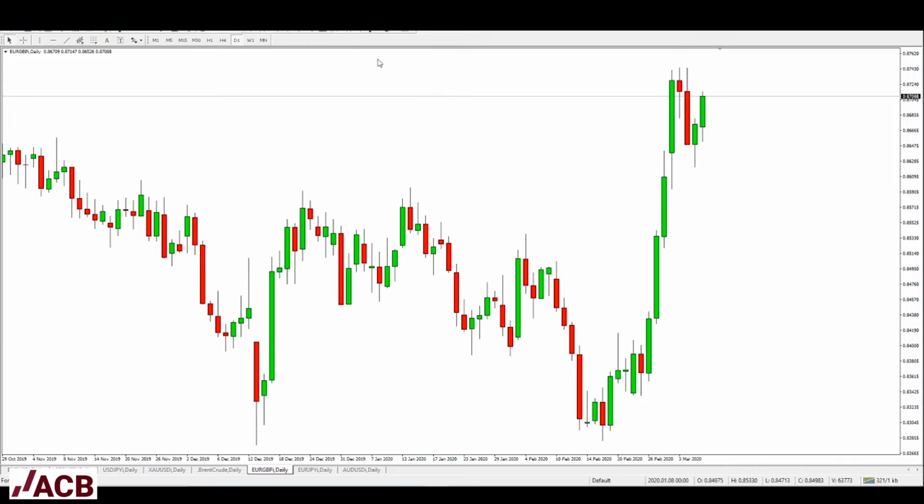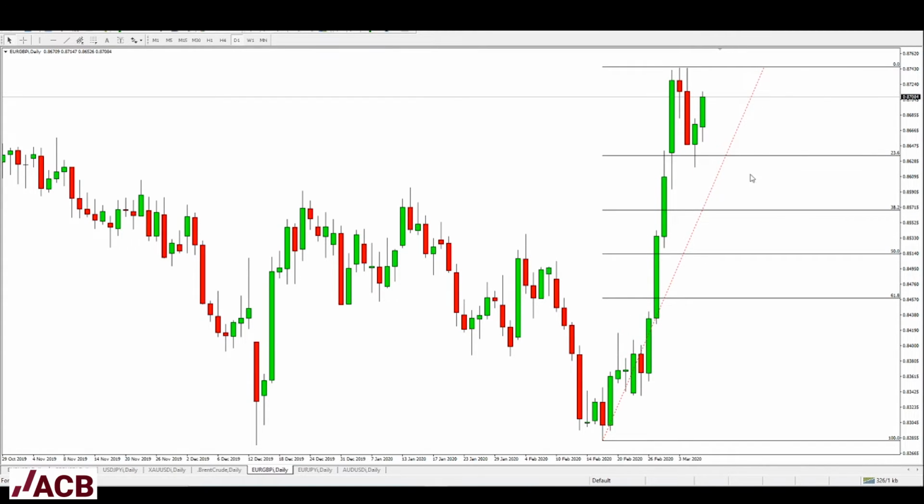Next up is EURGBP. EURGBP rallying. You can see if we draw the Fibonacci, we did not even get to the 38.2, I believe. Yeah, we hit that 23.6 level. We didn't even get down to the 38.2 before buyers stepped in and pushed price up. It looks like we may be headed to retest the highs there on Euro Pound.